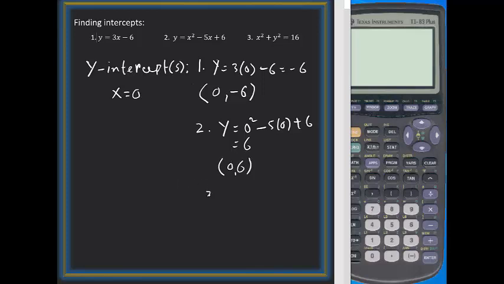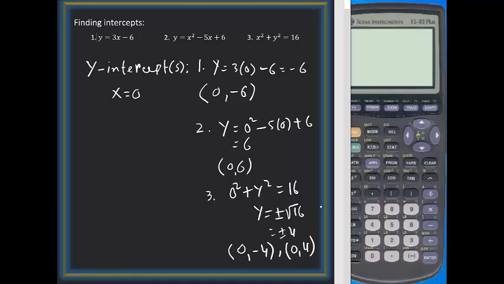Third one, we are writing x is 0 in the third equation. So we get 0 squared plus y squared equals 16. If you solve for y, you get y equals plus or minus the square root of 16, which is plus or minus 4. The points you are getting will be (0, negative 4). This is one. And the other one is (0, 4). So we are done for the y-intercepts.